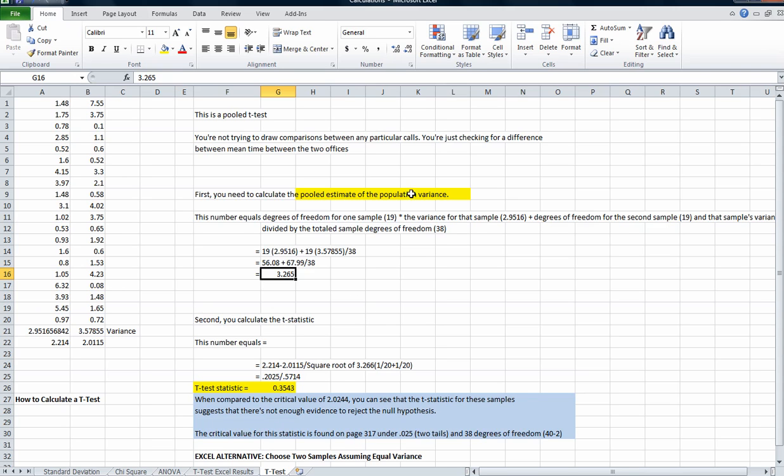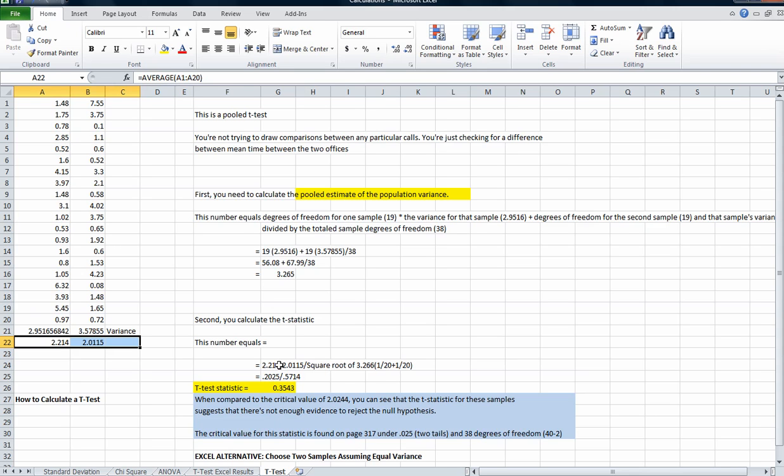Now, once you have the pooled estimate of the population variance, you can calculate the t-statistic. So that number equals 2.214, which is the mean. You're basically looking at the difference in the means here. 2.214 minus 2.0115 divided by the square root. So remember, the square root looks like this. I'll make that, but I couldn't figure out how to do it in Excel. Of 3.266 times 1/20th plus 1/20th. So you look at that, you add it up, it's 2/20ths or 1/10. So 3.266 times 1/10, and look at the square root of that.